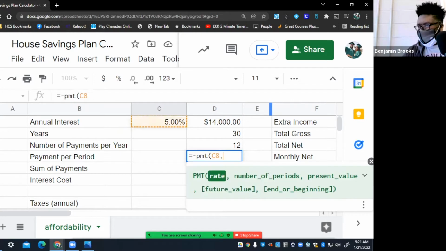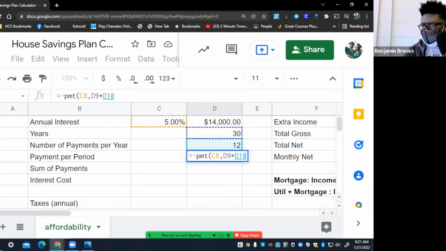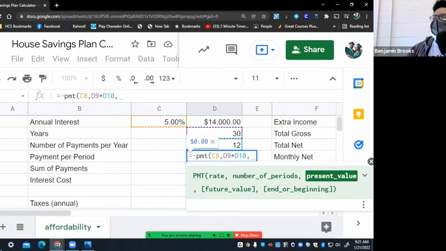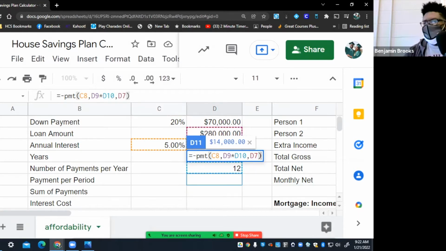The next, number of periods. Well, let's think about it. The number of periods would be how many years your loan is times how many payments per year. So we would say this times this. Okay. And then the present value, or basically the beginning value of your loan, would be your loan amount. So D7. And so you can see the full code up here. Equals negative PMT C8, comma, D9 times D10, comma, D7.